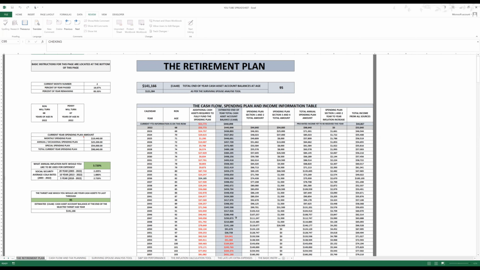So how much money I have left is predicated on me spending the amounts that are in the spending plan. And the amounts in the spending plan do not include late life extra expenses. And so how am I going to pay for those late life extra expenses? Well, coming back over here again, I hit my 84 age, and the money I have allotted to live on is fine.